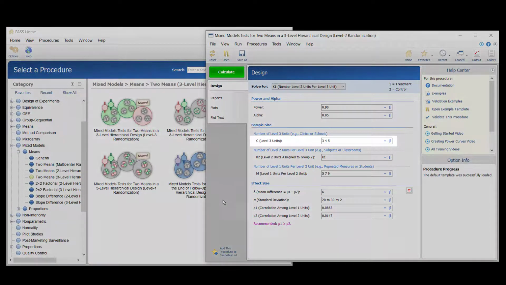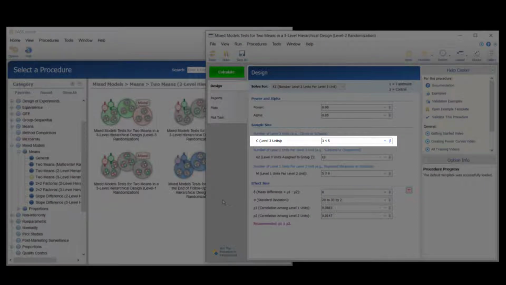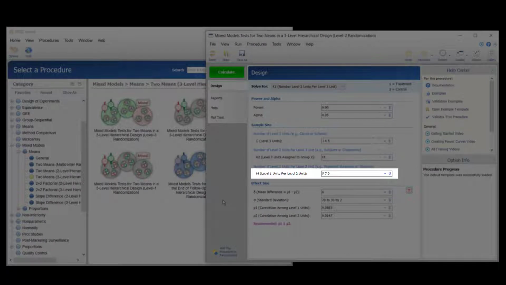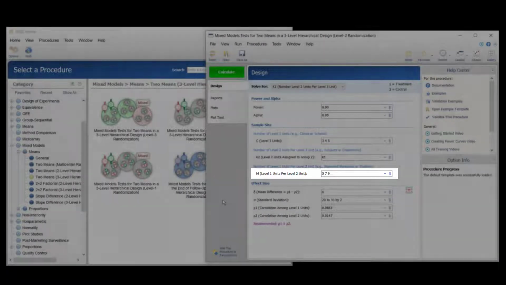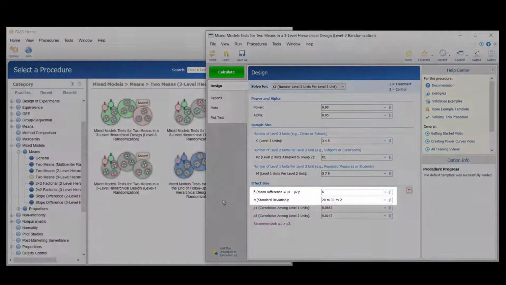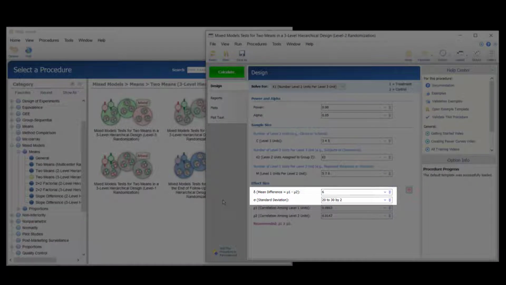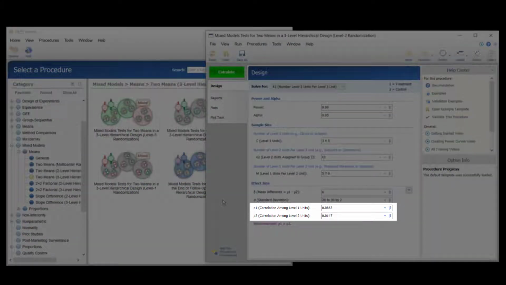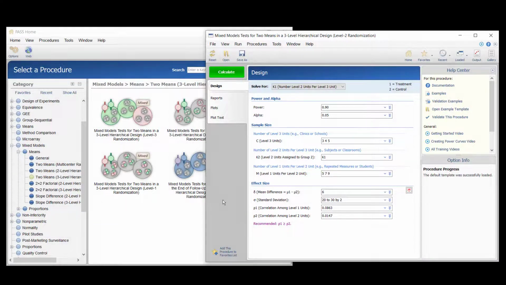The number of facilities considered will be 3, 4, and 5. Counts of 5, 7, and 9 patients per doctor will be assumed. A mean difference of 6 days will be assumed with a range of standard deviations between 20 and 30. The correlations among facilities and among doctors are based on estimates from previous studies. Due to the number of varying parameters, the analysis will be paused for a live rotation of the 3D plot of the results.